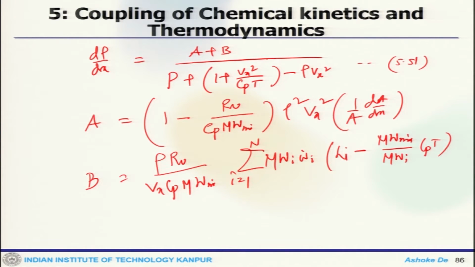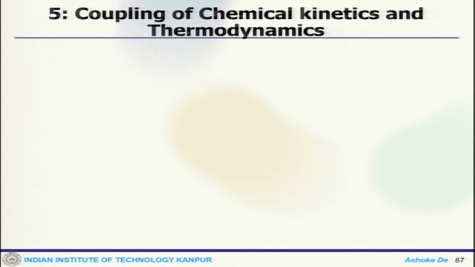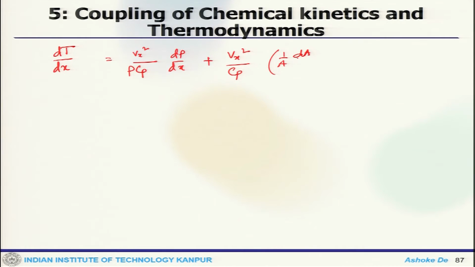Finally, we derived dp/dx in terms of some coefficients a and b, and obviously the other parameters like axial velocity, thermodynamic parameters, temperature, Cp, where a is like this and b is represented like this. Now, we can look at the temperature gradient. That would look like Vx squared by rho Cp d rho/dx, plus Vx squared by Cp, 1/A dA/dx.